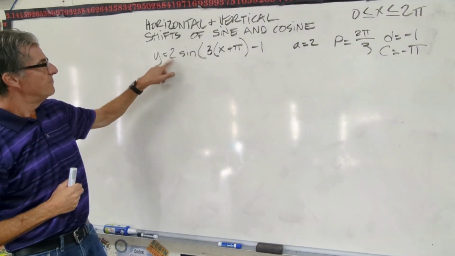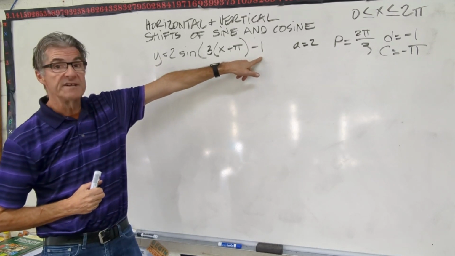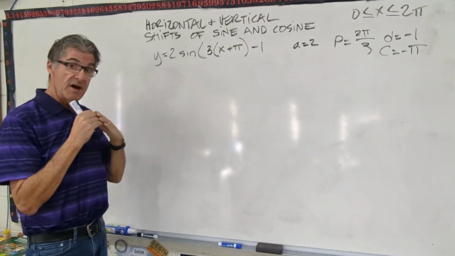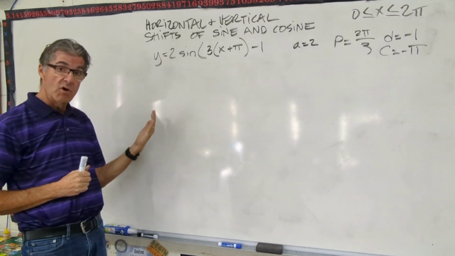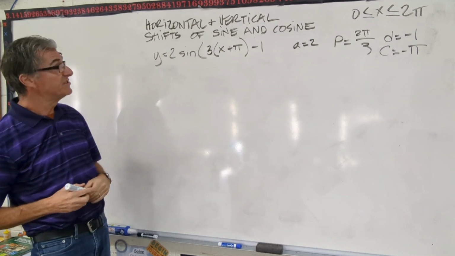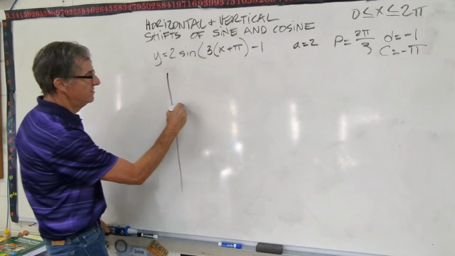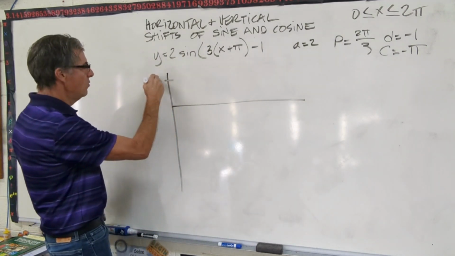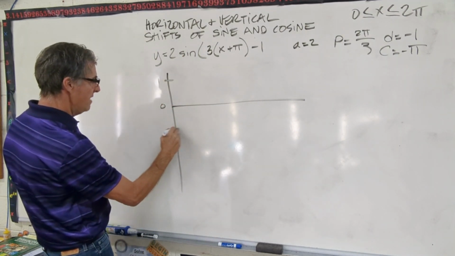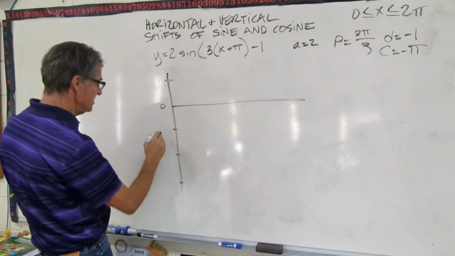Okay, so let's start by sketching in our axes. Notice how my amplitude's 2, but I'm starting 1 down. So my max is going to be +1, and my minimum is going to be -3. So I'm going to go ahead and do this like so. Here's my 1, my 0, my -1, -2, and -3.